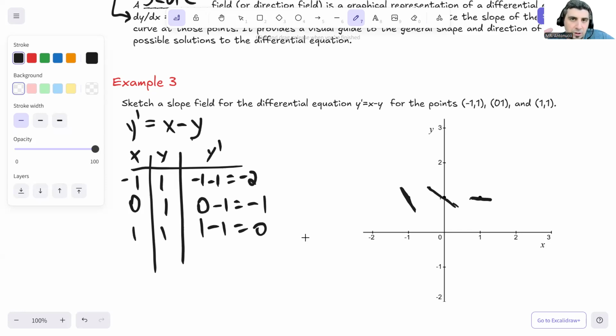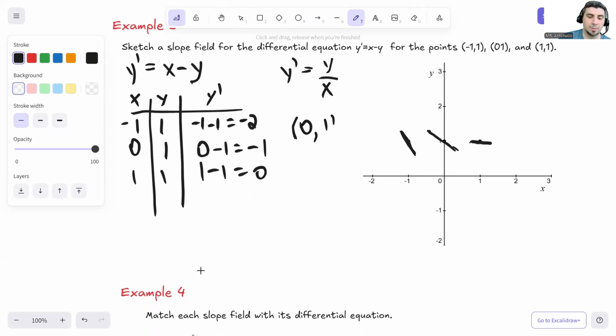It's not going to happen with this one, but sometimes if you substitute a point in, it makes the differential equation undefined. For example, if you had y prime equals y over x and you wanted to use a point like (0, 1), you would be dividing by 0. There you would perhaps have a vertical tangent, depending on some other factors, but I just wanted to bring that up.